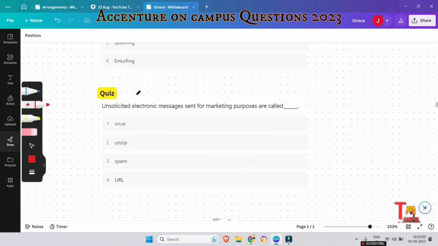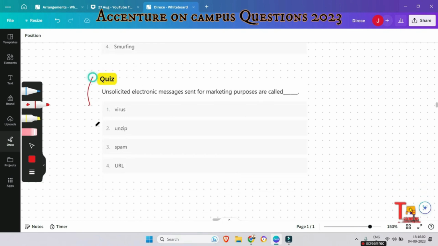Okay, let me show you the last quiz question for you: unsolicited electronic messages sent for marketing purposes are called what? Virus, unzip, spam, or URL. Please, these are very important but easy questions that were asked in Accenture on campus and off campus as well, and repeatedly asked, right? So please give me the answer in the comment section so that I can know whether you are growing or not.